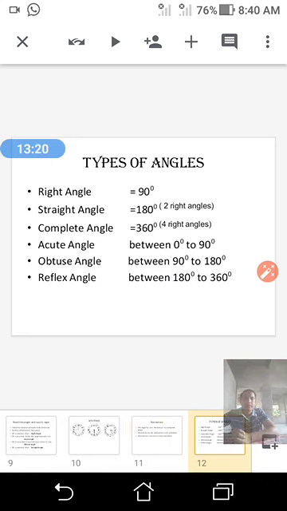At last, let us conclude what are the types of angles formed and what are the measurements of these angles. A right angle, remember 9 o'clock, 3 o'clock, represents a right angle whose measurement is 90 degree. That means 1/4 of a clock. Straight angle, representation of 6 o'clock. It is 180 degree, two right angles.